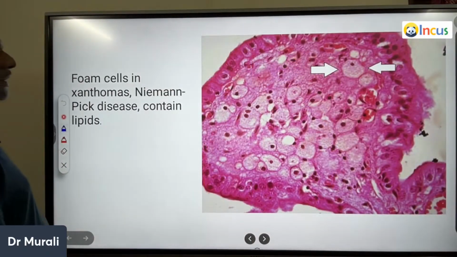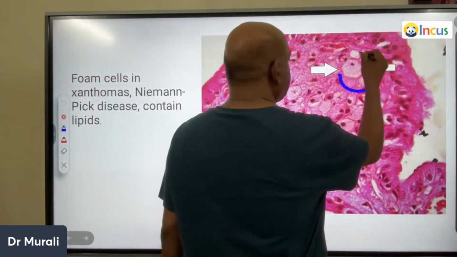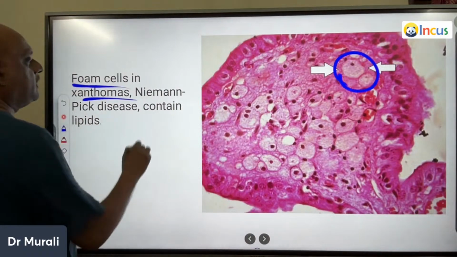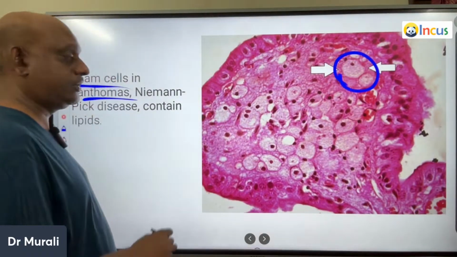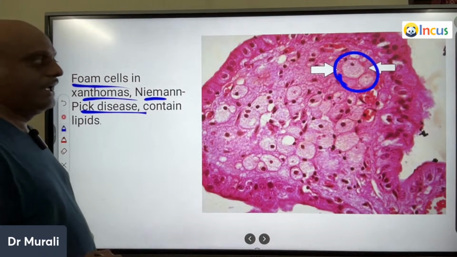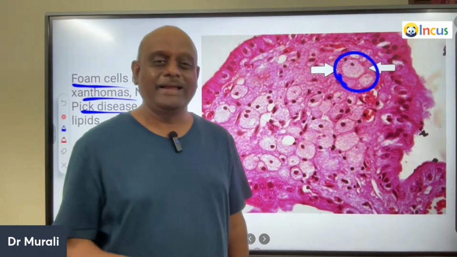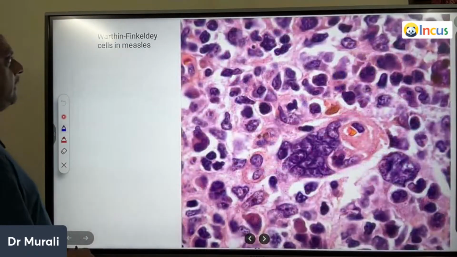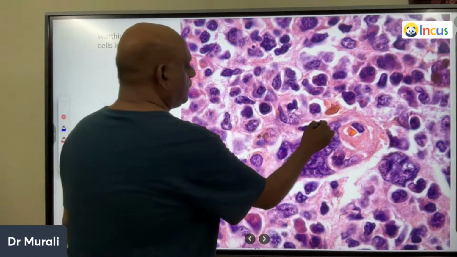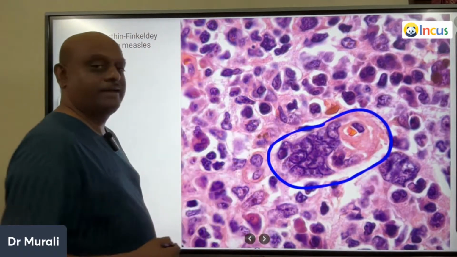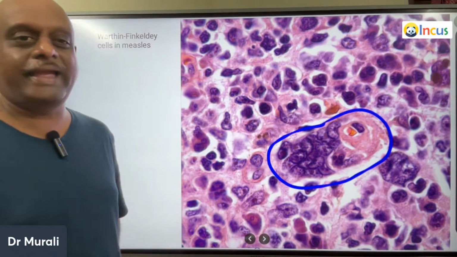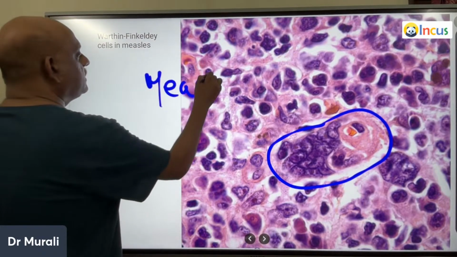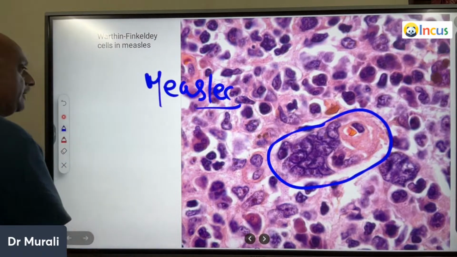Now, these are called the foam cells. What are they called? Foam cells. So, foam cells are seen in xanthoma. Foam cells are also seen in Niemann-Pick disease. And foam cells contain the lipids, is what you have to remember. Then, these are called Warthin-Finkeldey cells. Warthin-Finkeldey cells are the hallmark of measles, in the case of measles is what you should remember.